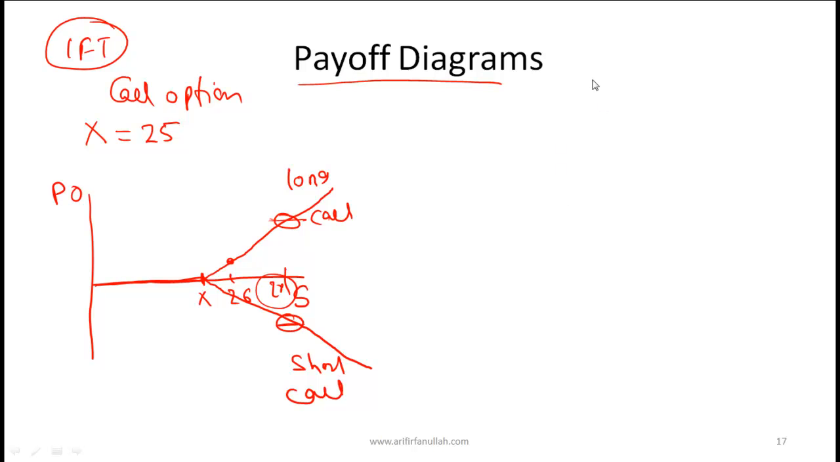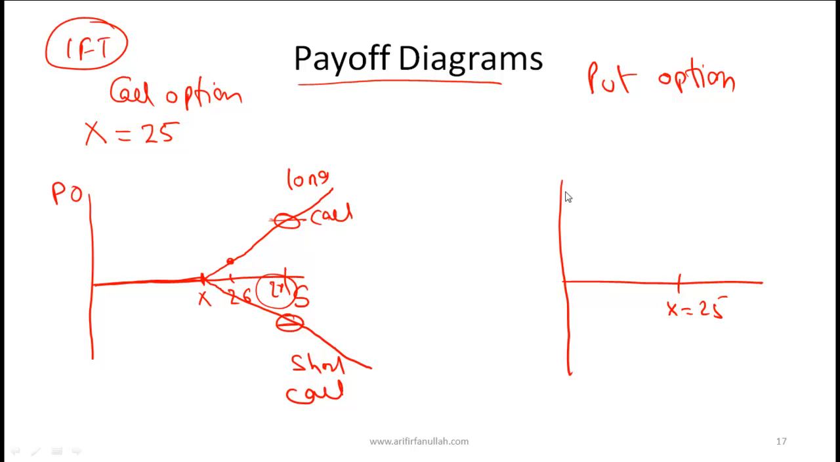What about a put option? A put option is one that gives the long party the right to sell. So the payoff for a long put looks like this. Again, let's say that the strike price is equal to 25. On the x-axis we have the stock price, on the y-axis we have the payoff. This is a long put.